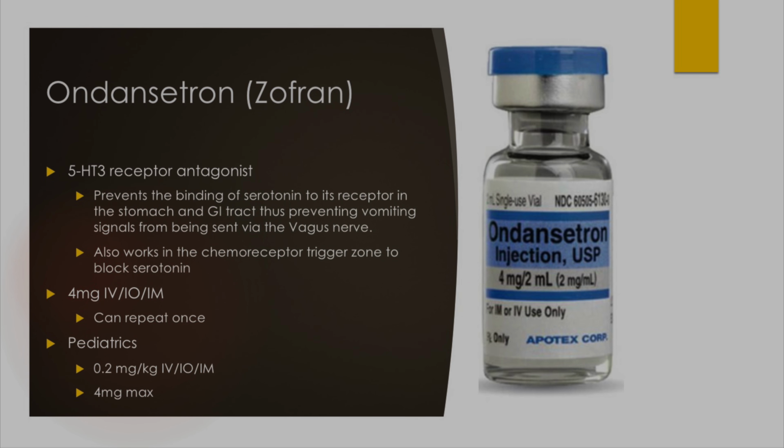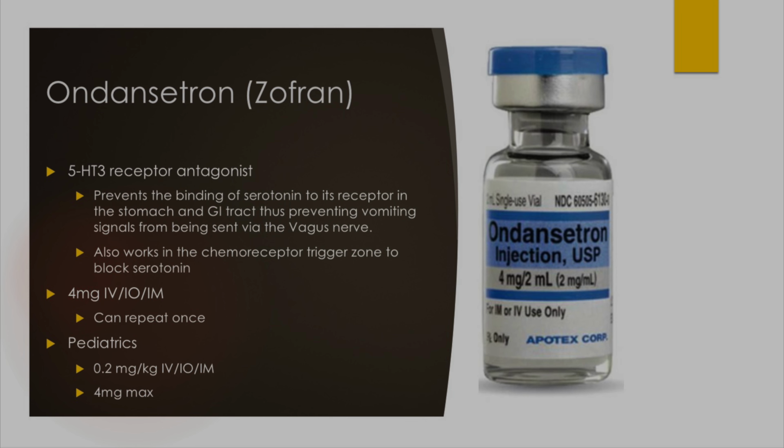Ondansetron is a 5-HT3 receptor antagonist, meaning it blocks serotonin receptors involved in nausea and vomiting. In the GI tract, serotonin can bind to receptors and trigger signals through the vagus nerve up to the vomiting center. Zofran blocks that binding, so those signals never get sent. It also works centrally in the chemoreceptor trigger zone by blocking serotonin receptors there as well, which gives it both peripheral and central antiemetic effects.